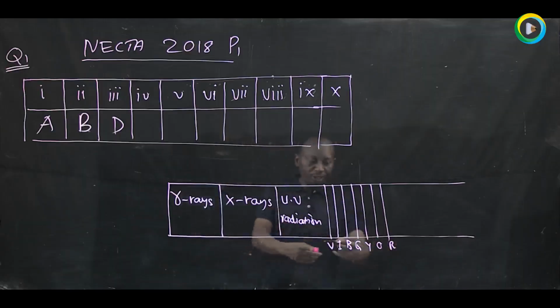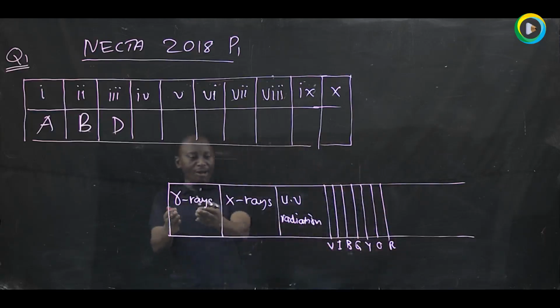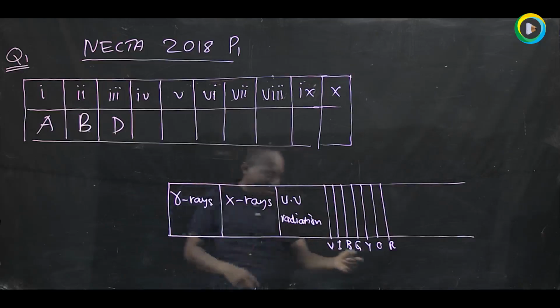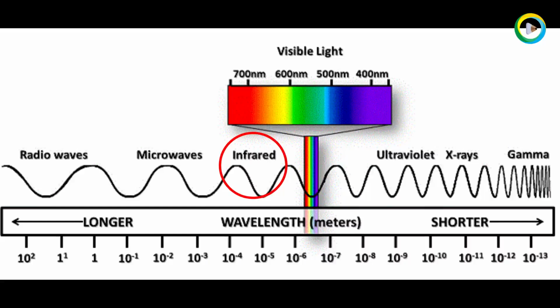Here we have 7 different colors of the white light: 1, 2, 3, 4, 5, 6, 7. This is the visible light, the visible spectrum. Gamma rays, X-rays, and ultraviolet radiation are invisible radiations. Now, after the visible spectrum, we are going to have infrared radiation. And we have radio waves lastly here.